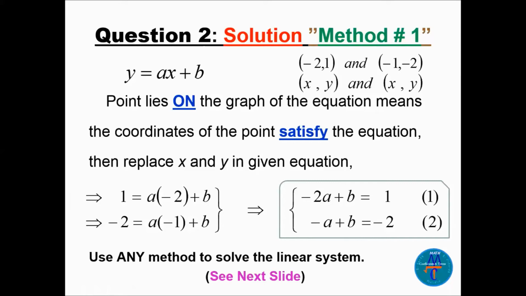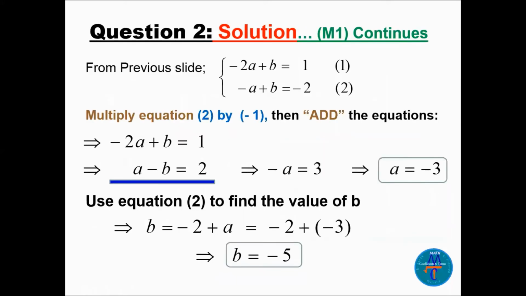I will use the elimination method because these are easy equations. I have to find 2 coefficients, either a or b, that are opposite in sign. So this is plus b, I can make plus b and minus b. So I take the easy equation, minus a plus b equals minus 2, multiply that by minus 1 on both sides, and then add the equations. Minus 2a plus b equals 1, we leave it. Multiplying by minus, minus, and minus, we have a minus b equals 2.